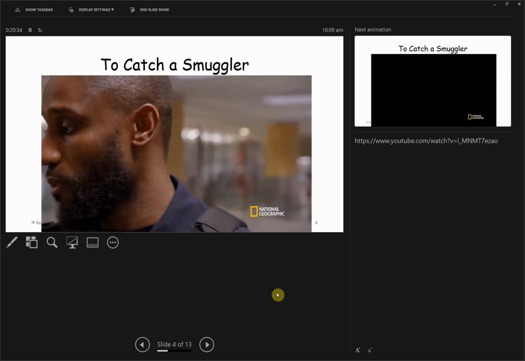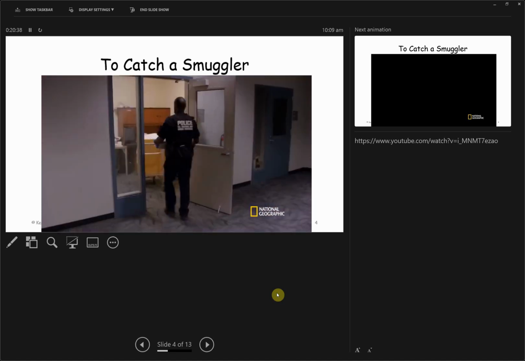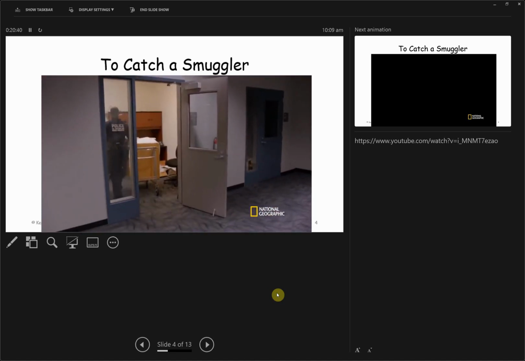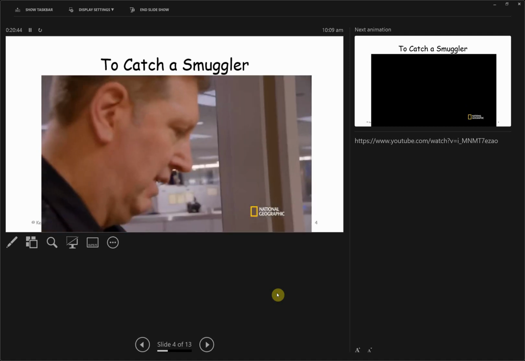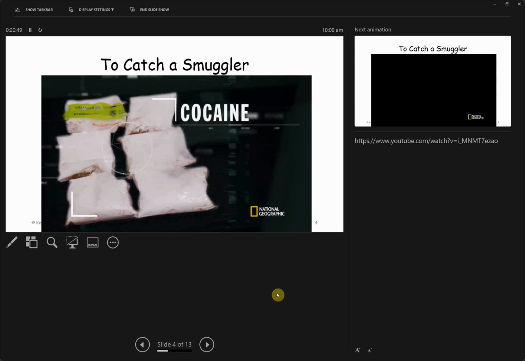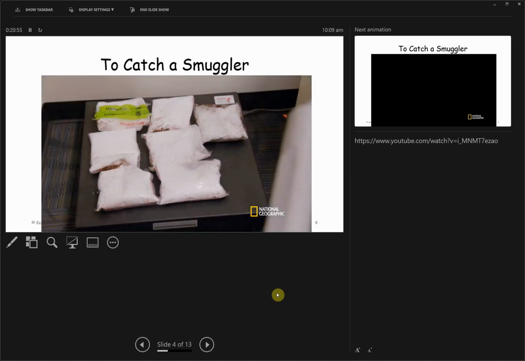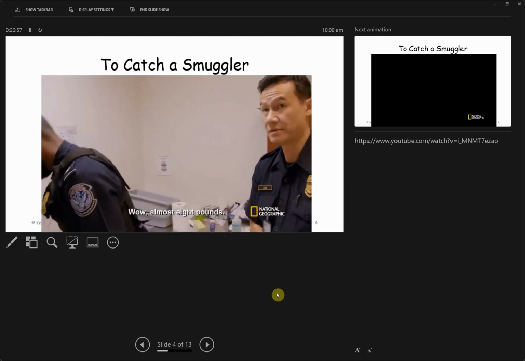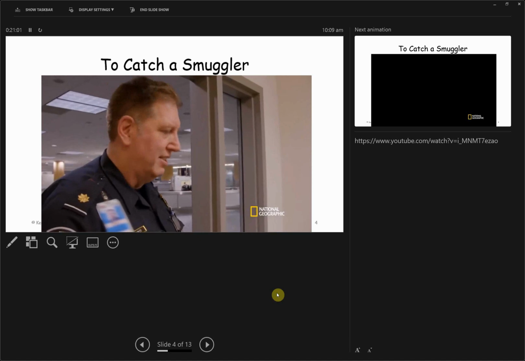So, you know, it's a good day. Nice catch. 3.51 kilos. Wow, almost 8 pounds. That's a lot. Since I've been here, this is one of the largest ones we've had, and that's over a year and a half.